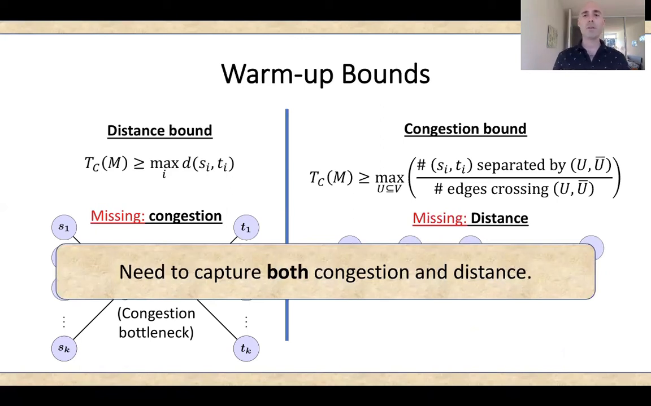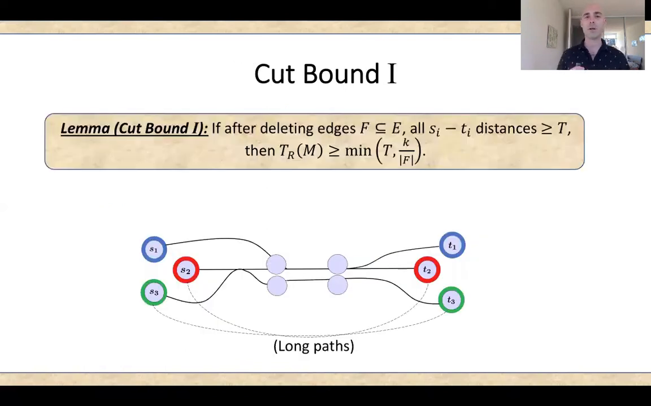To build motivation, or intuition, I'd point out that one way to think about congestion bounds is that there's a small number of edges whose removal will disconnect the graph, and in particular will increase the S_i-T_i distances to be infinite. So a natural approach to refine this bound is to ask: what happens if a small number of edges is removed, and that causes the distances to increase a lot? Maybe not to infinity, but to something. That's exactly our first bound. We refer to this as cut bound number 1.